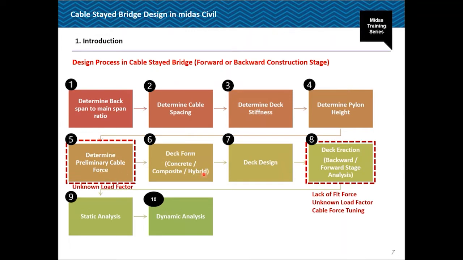Next, we go for the selection of the deck form, which can be concrete, steel composite, or a hybrid structure. Then we perform the deck design. Then we do the construction stage analysis, which can be backward or forward construction stage analysis. We'll see all this process in detail in this webinar. We use different methodologies in construction stage analysis to get the pretension forces. Then we'll perform the static analysis and then dynamic analysis. So this process completes the cable stay bridge design.